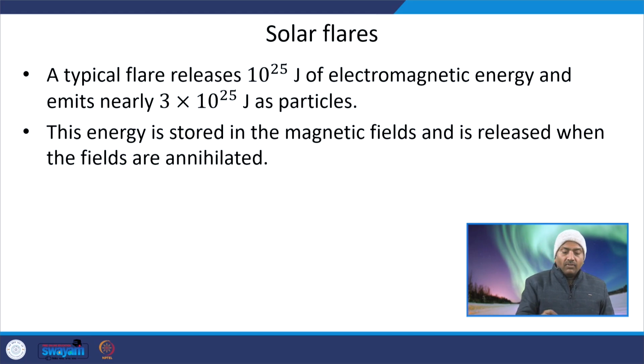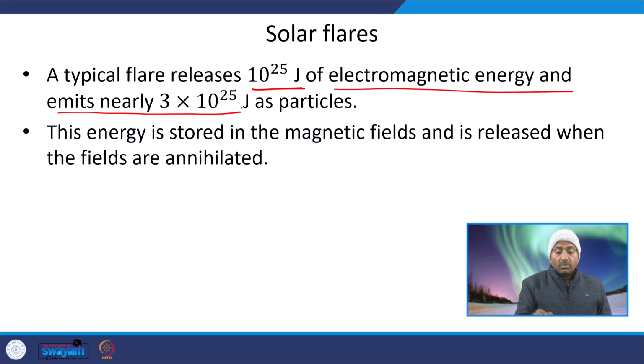So a typical flare releases 10 to the power of 25 joules of electromagnetic energy and emits nearly 3 times 10 to the power of 25 joules as particles. So the amount of electromagnetic energy released during solar flare activity can be of this order, 10 to the power of 25 joules. It's enormous. And at the same time, the amount of particle energy, the amount of energy emitted as plasma bursts, is nearly thrice as much in comparison to the electromagnetic energy. So you remember these numbers.